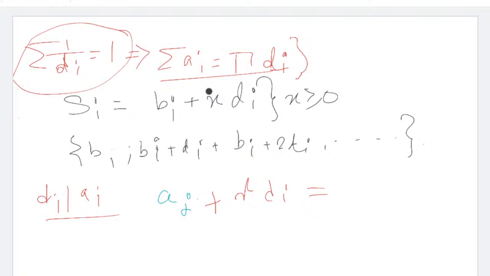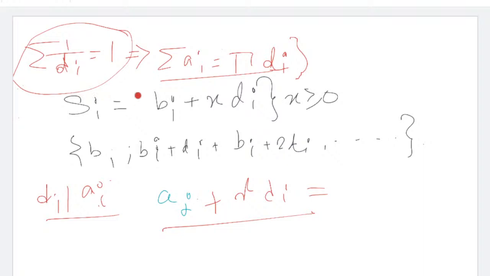Basically, di must divide every one of the ages, because the others have a di term in them, and this one follows from this relation. I'll just write it up again. Okay. So what have you written here? I didn't follow. Di divides ai, after this thing.